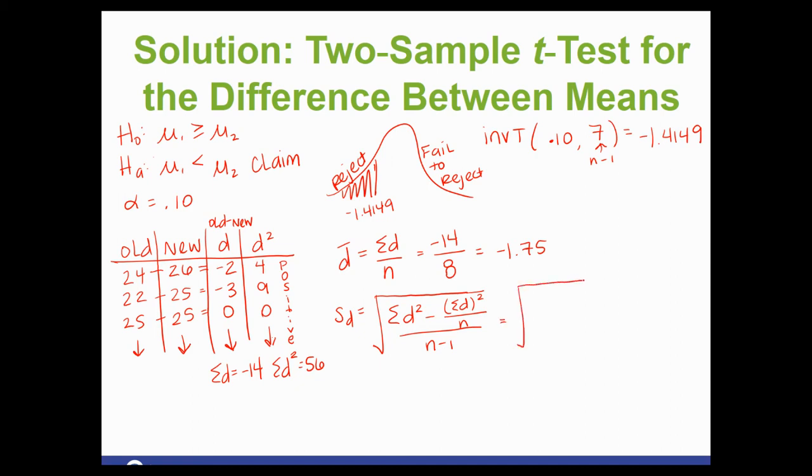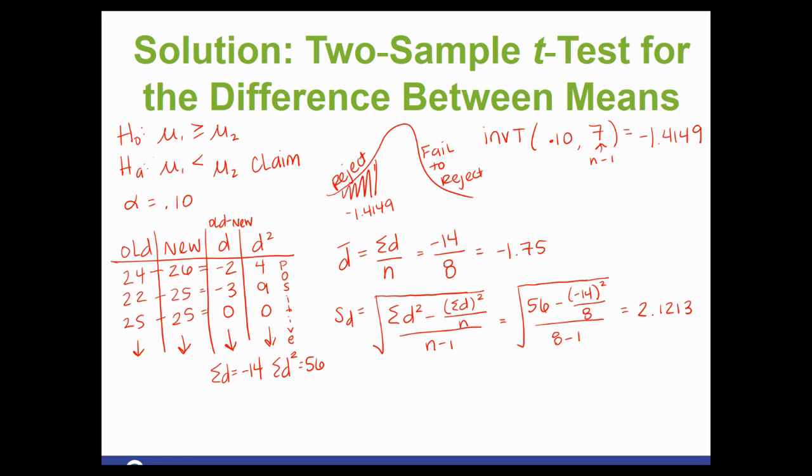So I have what I need to plug in. I can plug in 56 for the sum of D squared, negative 14 for the sum of D, which I will then square, divided by 8, and the whole thing is over 8 minus 1 underneath my radical. Type it all in at once, hit enter. You should get 2.1213.